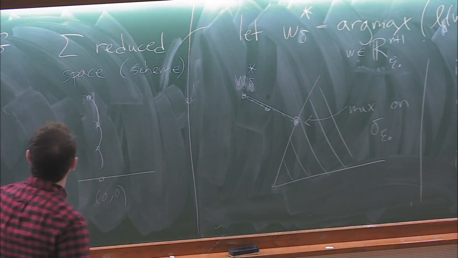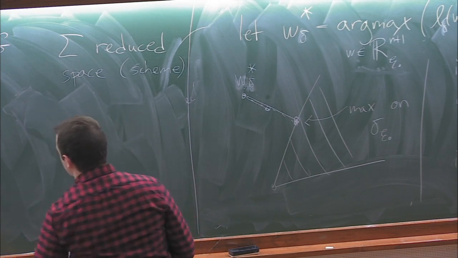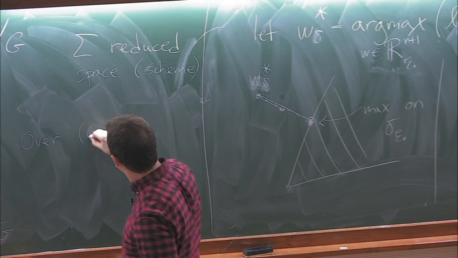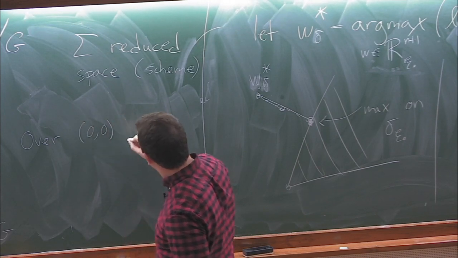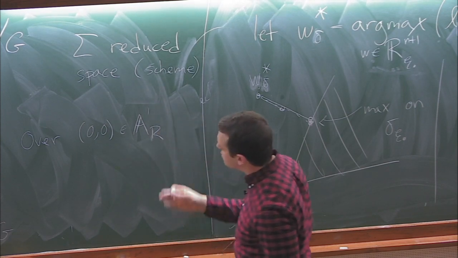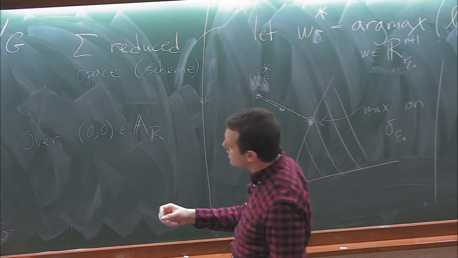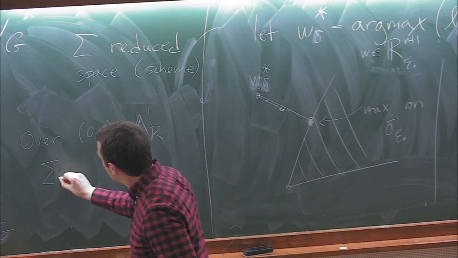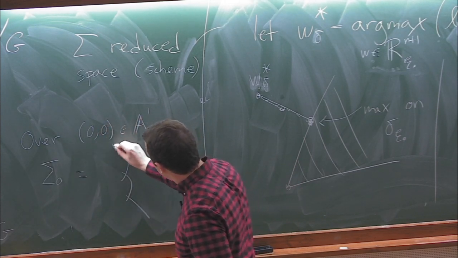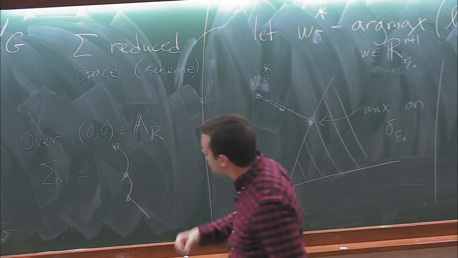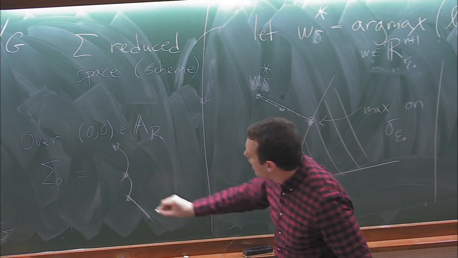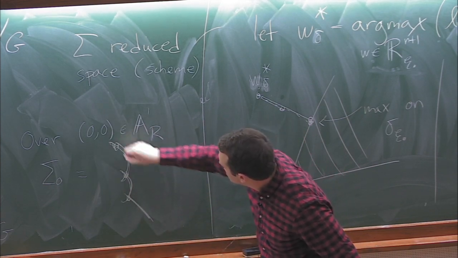Let me just draw a clearer picture here. Over the special fiber, so if I take the special fiber, this closed point in A1R that I'm trying to extend over, that sigma naught is really just a chain of P1s. So it looks like this, looks like that. So there's a GM action, and this is one A1 going off to infinity. Other than that, you get these P1s in the fiber.